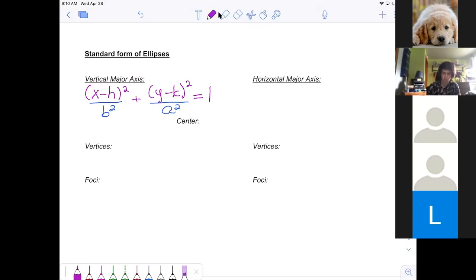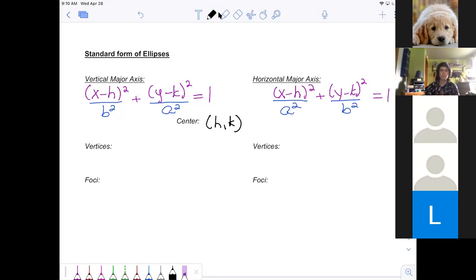So when you go to write the horizontal standard form, it's still x minus h squared, y minus k squared equals 1. The difference is the location of the bigger number. So if the bigger number is with x, then it's horizontal. So with an ellipse, you're focusing on the denominator, which one's bigger, and then which variable is it paired with. The center is h and k. So the parabola, vertex h and k, but an ellipse, the center is h and k.